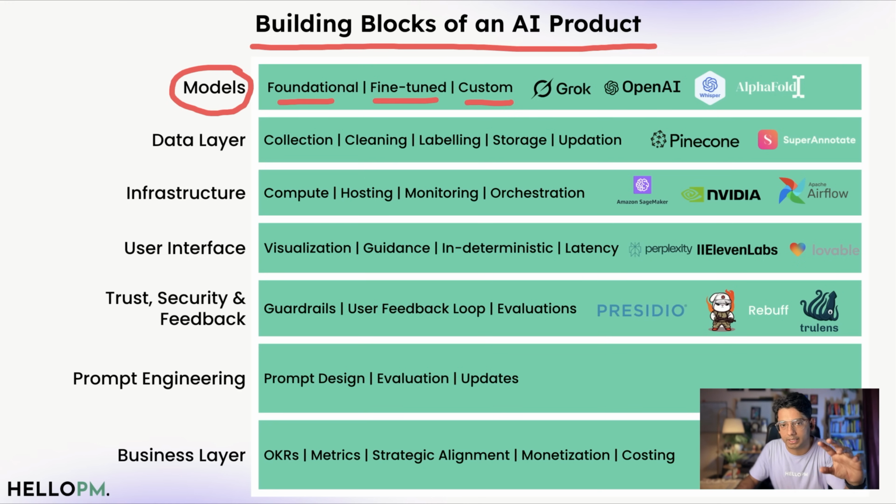Foundational model is you are taking a ready-made model as is, and then you are using it for your own use case. The second model is a fine-tuned model where you train this model and you fine-tune it on your own data so that it is possible for it to solve for your own particular use case. And then we have a custom model where some companies go ahead and build their models from scratch.